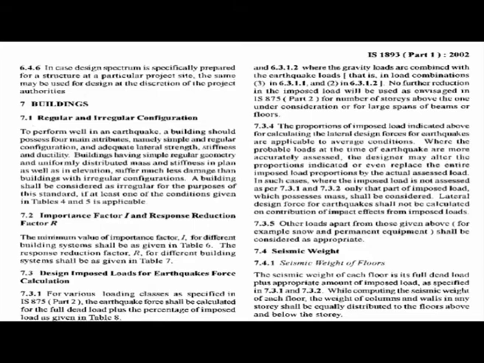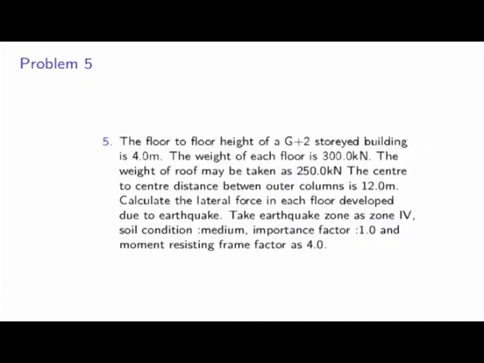Now let us come back to the problem, that one simple problem whatever we have done in the last class. Next problem, let me go through it quickly, because we have already discussed this problem yesterday. We have to find out the floor to floor height, a simple problem. Floor to floor height of a G+2 storied building is 4 meter. The weight of each floor is 300 kilonewton.